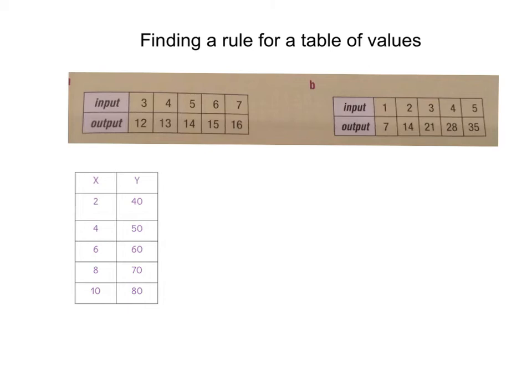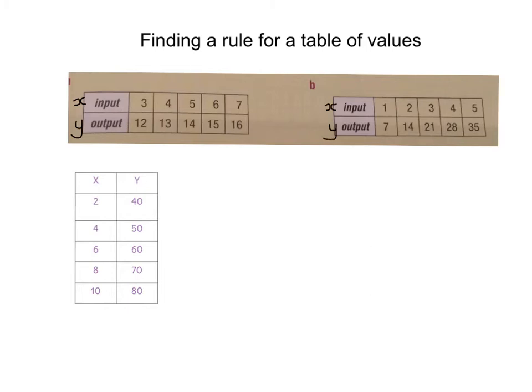Let's have a look at finding a rule for these tables of values. So having a look at this first one, I can see my input and my output numbers. I'm going to also call my input X. And I'm going to call my output Y. I'm going to do that for the other one as well.